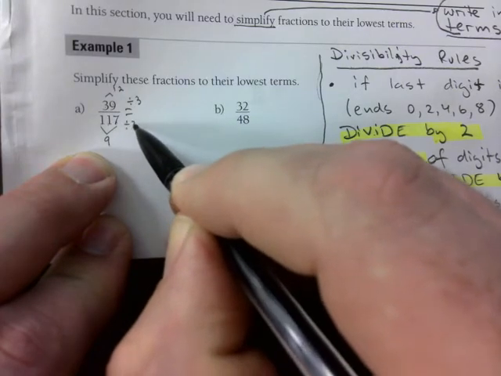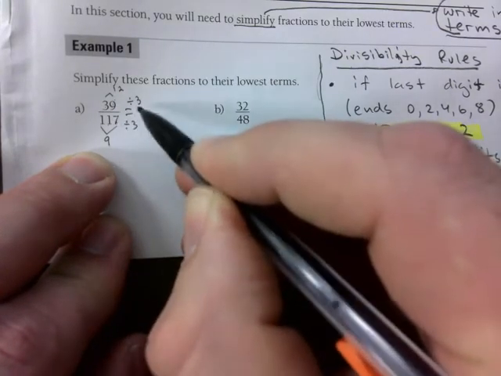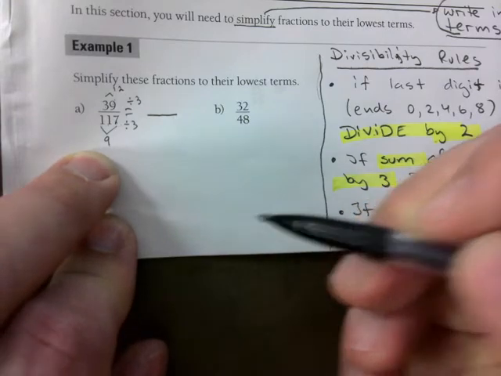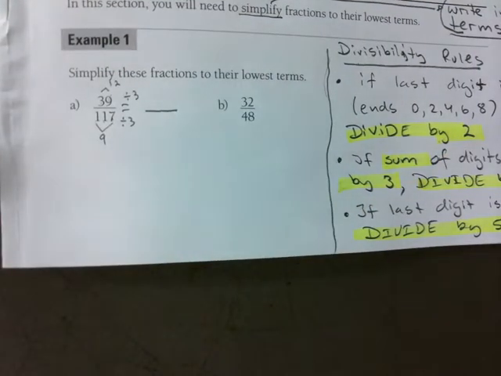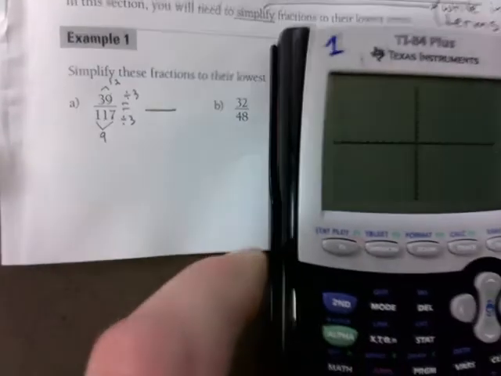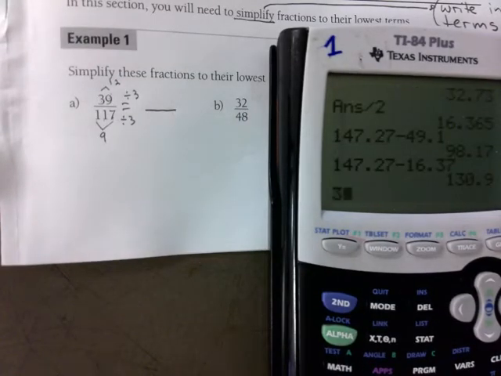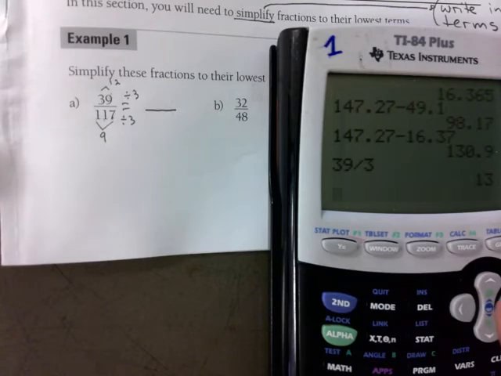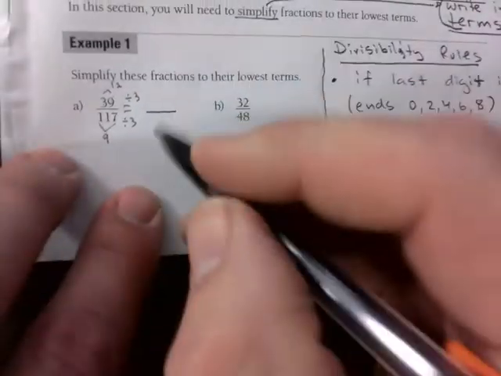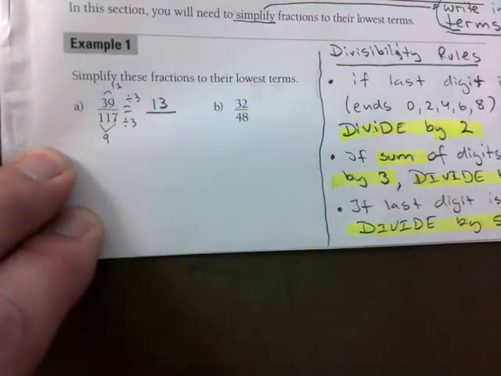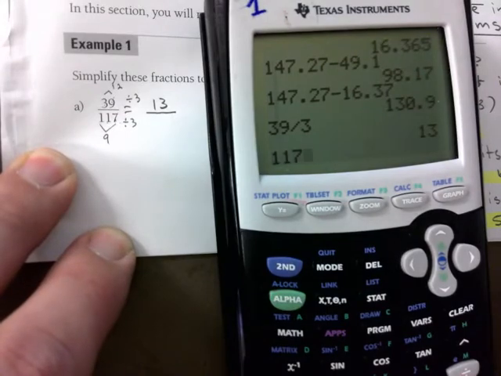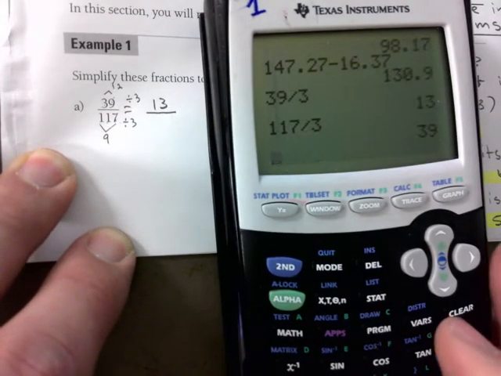So what you need to do here is you need to divide. This only works if you divide both of them by the same number. So we're going to divide 39 by 3. Where's my calculator? I should know this, right? But it's Monday after spring break. 39 divided by 3, 13. So I write 13 down. And then I go 117 divided by 3. That's 39.